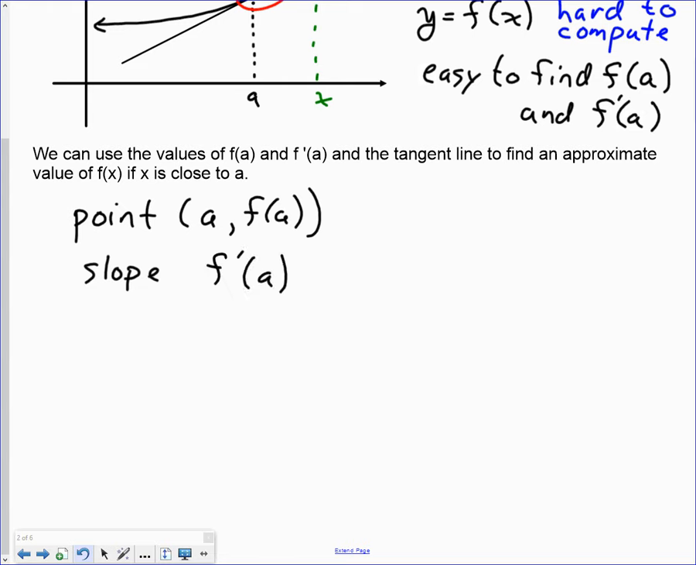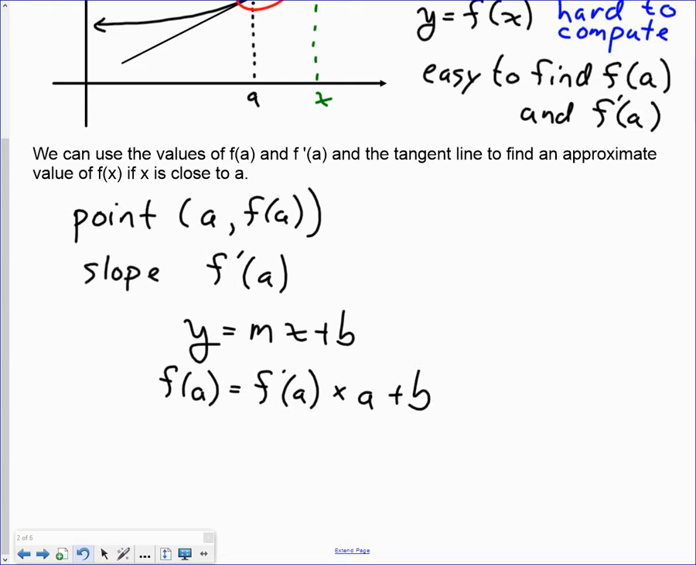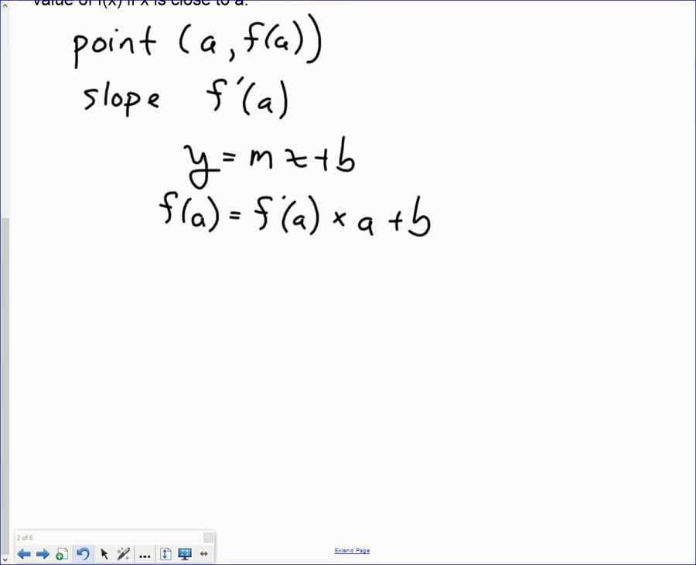Well, we know how to find the equation of the tangent. We just use the old y equals mx plus b. We put in our y value, which is f at a. Our slope is f prime at a. Our x value is just going to be a. So let's just say this is times a plus b. And then let's work out what our value for b is going to be. It is going to be f at a minus f prime at a times a.